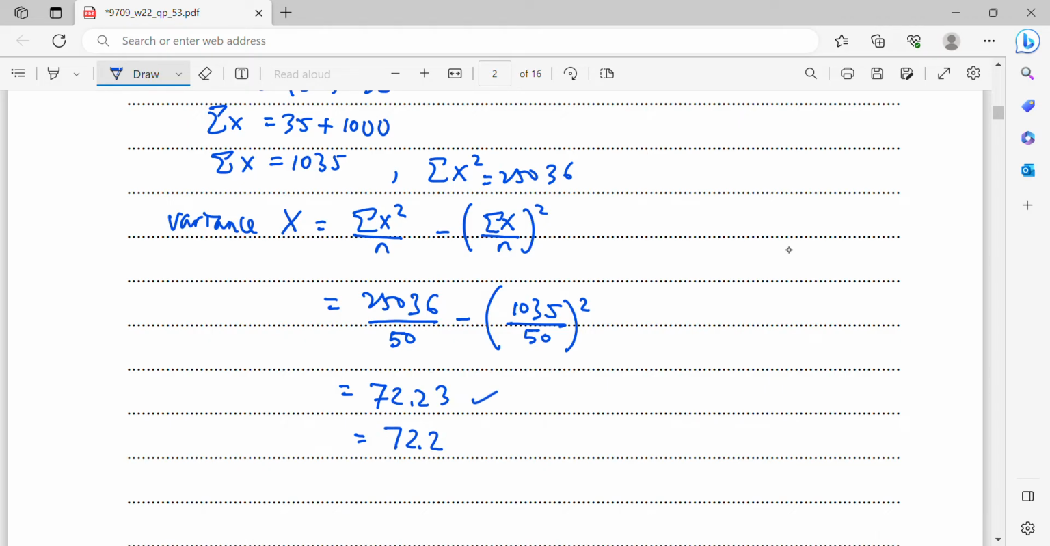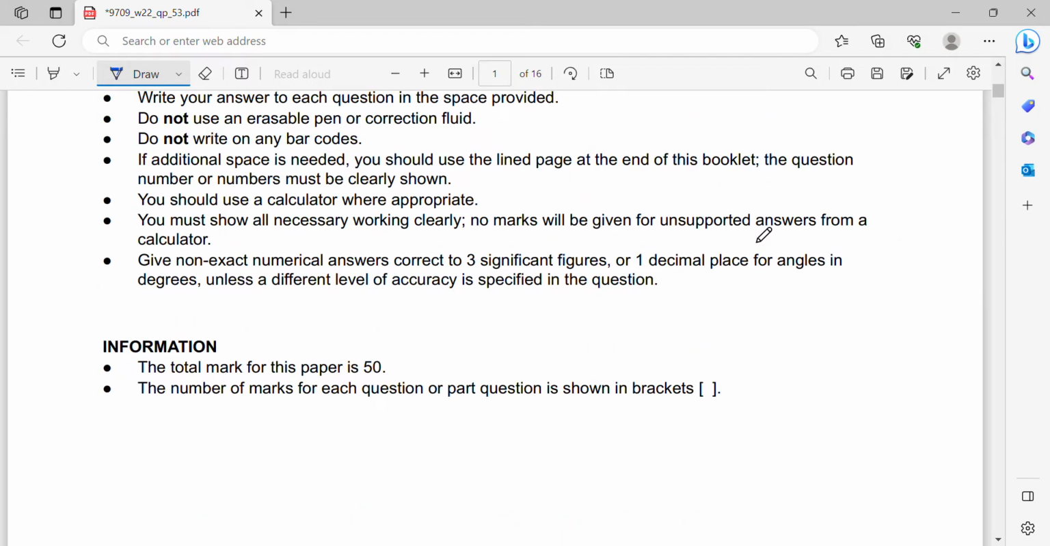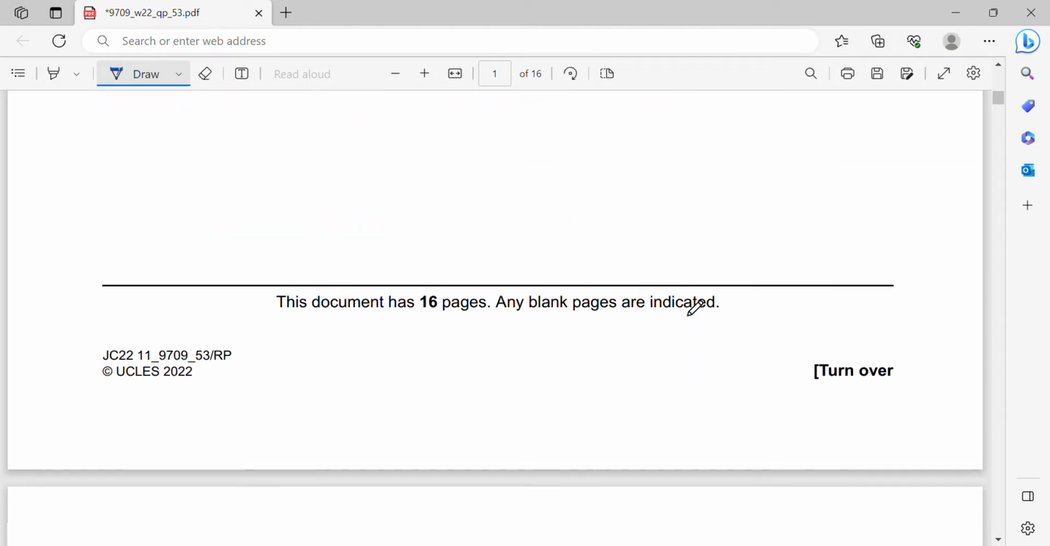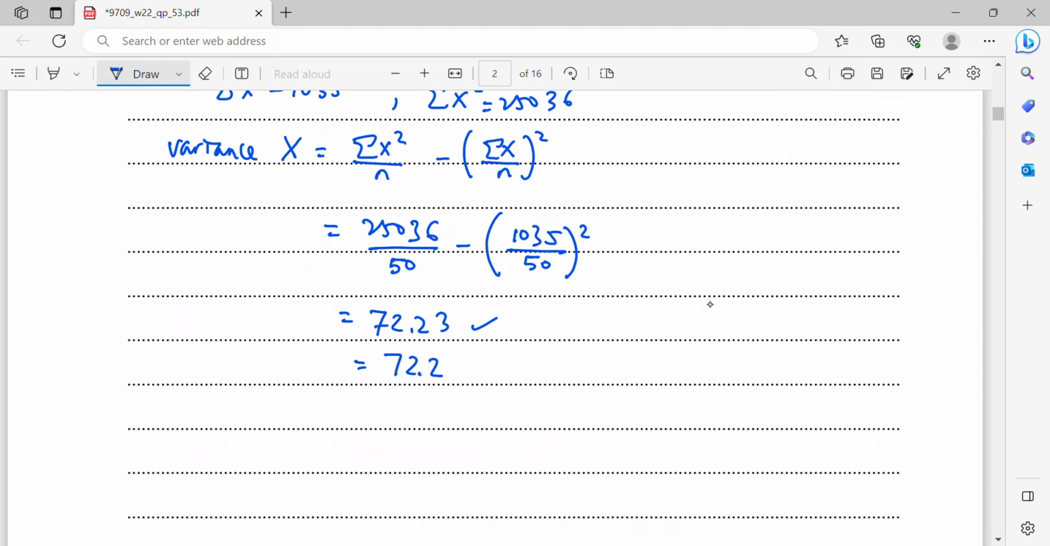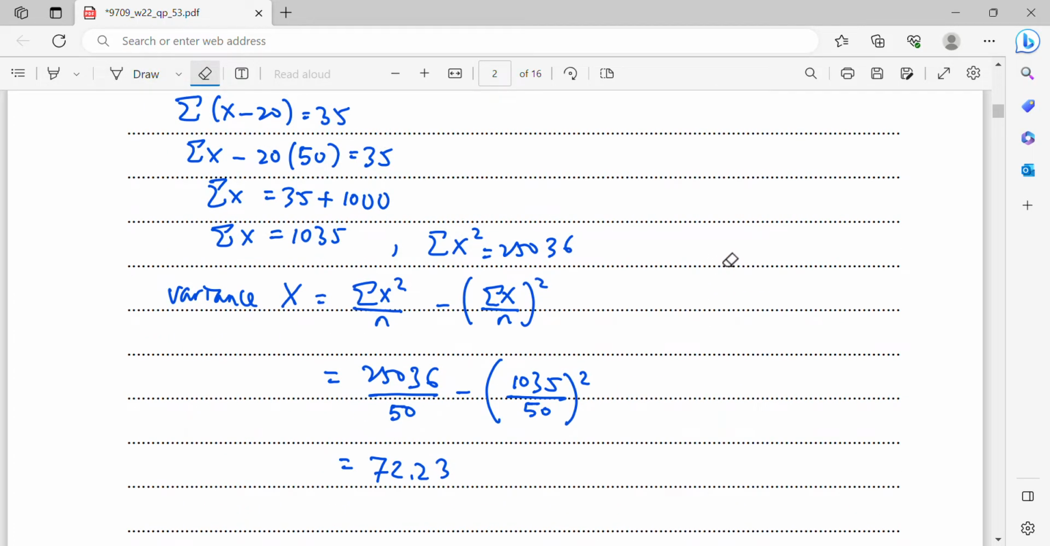So this is actually the exact value, right? Based on the question, you need to leave a non-exact value correct to 3 significant figures. Since we get the exact value here, it is better to just leave your answer as 72.23, because that is the exact value. Otherwise, you have to round to 3 significant figures. So that's all for number 1.